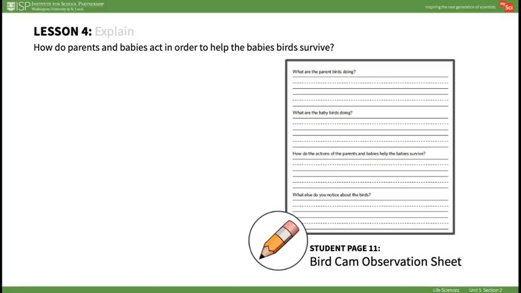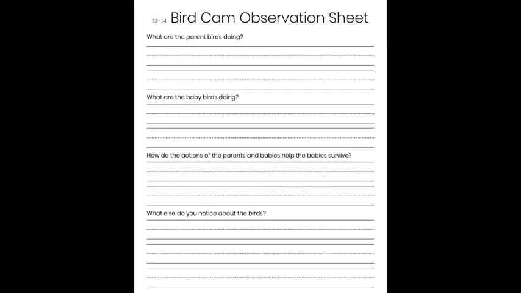In the Explain, ask the class, how can we observe and record what we are learning about the patterns of behavior of bird parents and bird babies? Direct them to the Bird Cam observation sheet on Student Journal page 11 and model how to record observations made. Students will view this nest every day at the same time if possible to collect data about what the parents and offspring are doing in the nest, and then record their findings in their journals.